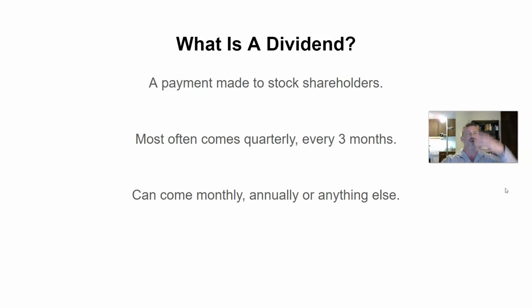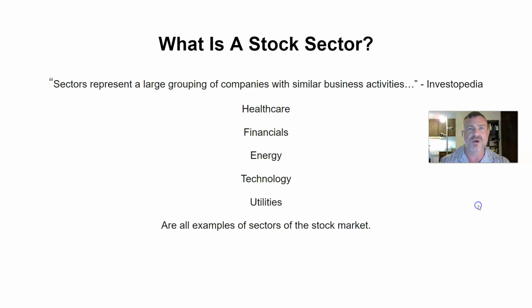But for those of you that want to wait till the end, what is a dividend? A dividend is a payment made to stock shareholders. Most often it comes quarterly, which is every 3 months, but they can come monthly, they can come annually, they can come any way the company decides to deliver them to you. What is a stock sector? Sectors represent large groupings of companies with similar business activities, per Wikipedia. Healthcare, financials, energy, technology, utilities, these are all examples of different stock sectors.